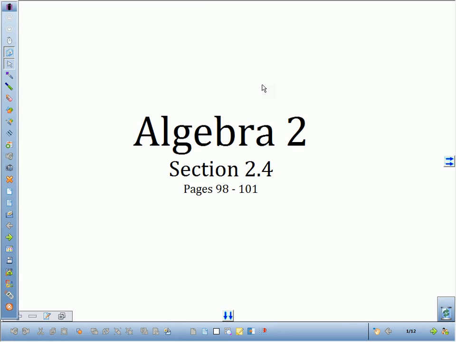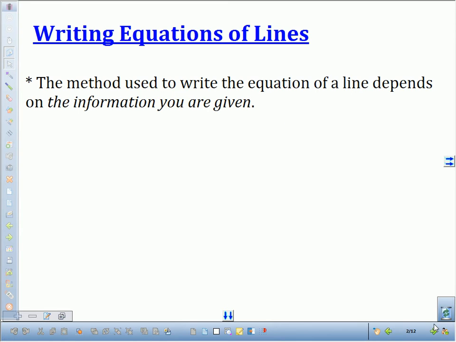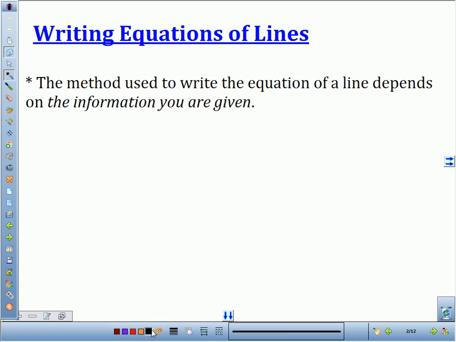These are notes for Algebra 2, Section 2.4, pages 98 through 101 in your textbook, and they have to deal with writing equations of lines. Now, the method that we use to write the equation of a line depends on the information that we're given. By that I mean, we might be given 2 points and told that these 2 points make a line, and we want to write the equation of that line.